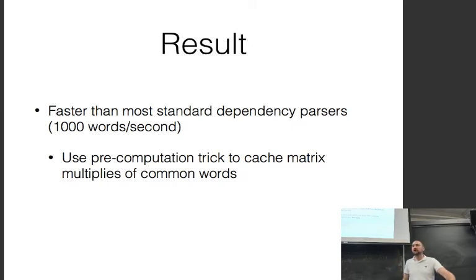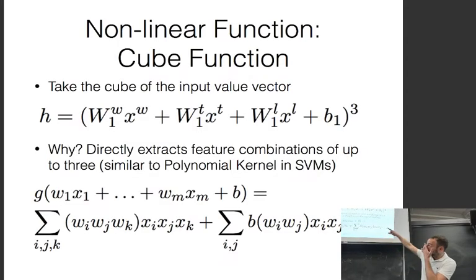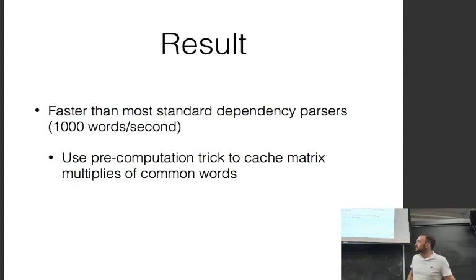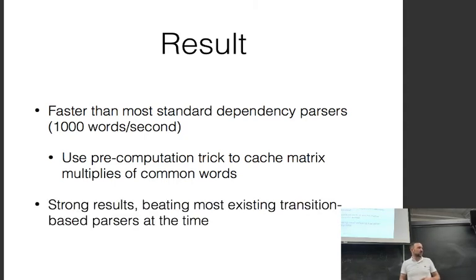This was also used in a thing, but basically the idea here is if we're extracting features like this, XW is an embedding of a word. So if you take the top 10,000 words and pre-compute XW times the weight matrix for all of those words, you don't need to compute that anytime you get one of those words there. And this pre-computation trick sped up their parser by a factor of 10, I guess. And also they got strong results beating most existing transition-based parsers at the time. So this was kind of a big thing, I guess, a couple of years ago.